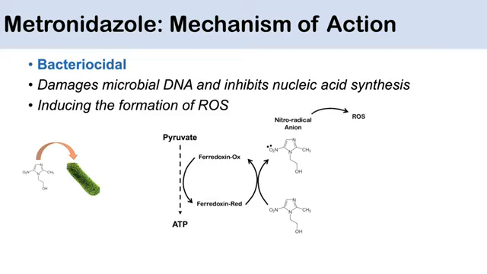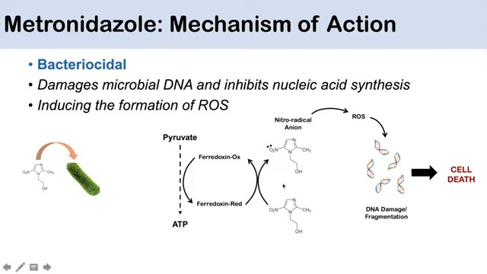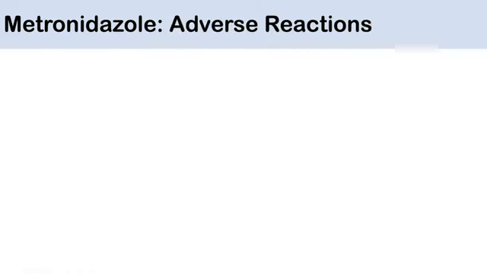This nitroradical anion can then become a reactive oxygen species, which can then lead to DNA damage and fragmentation, destroying the anaerobe. So this is essentially a simplified mechanism of action of metronidazole, and this is how it occurs. Again, through its nitro group on the metronidazole, acting as an electron sink, it picks up electrons from ferredoxin, becoming an anion, leading to reactive oxygen species production and DNA damage and eventual cell death.